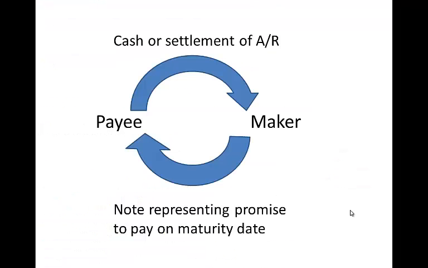Here is a visual depiction of the relationship between the payee and the maker. The payee gives the maker either cash or settlement of an accounts receivable, and in return the maker gives the payee a note, which represents the maker's promise to pay the payee the principal and interest on the maturity date. Our focus in this chapter is the payee's perspective because we are learning about notes receivable. We will learn about the maker's perspective in a later chapter.